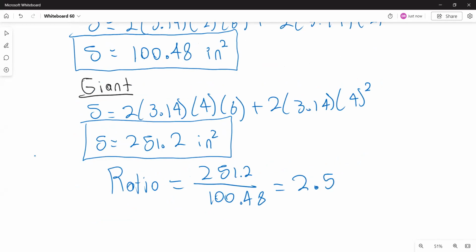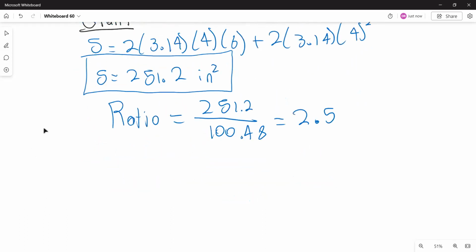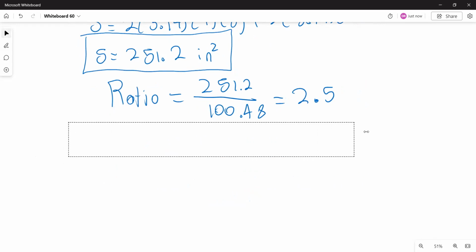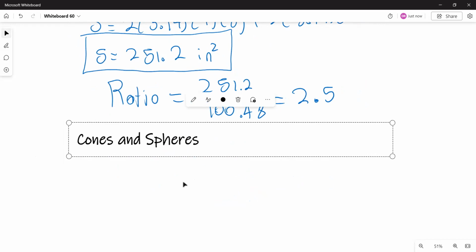Yeah, so that's also important for the manufacturer because it has more volume, but it takes less material. I mean, the manufacturer is selling the giant can for 3 times as much, but it takes only 2.5 times as much material to manufacture. And the last two figures are going to be cones and spheres. So we're going to start with a right circular cone.